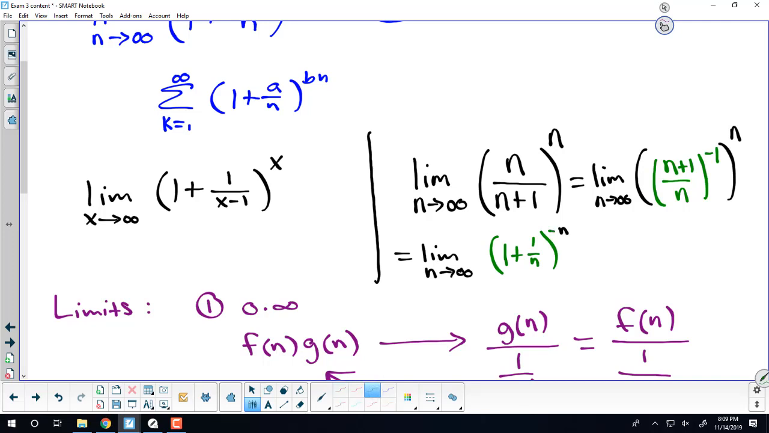And what would that limit be? That would be 1 over e. 1 over e, right? a is 1, b is negative 1. So that's e to the 1 times negative 1 power. That's crazy.